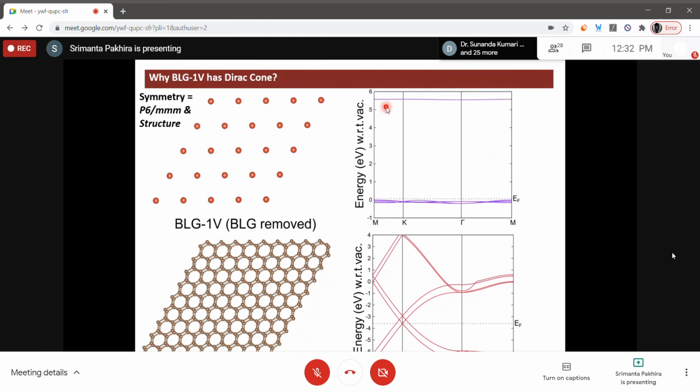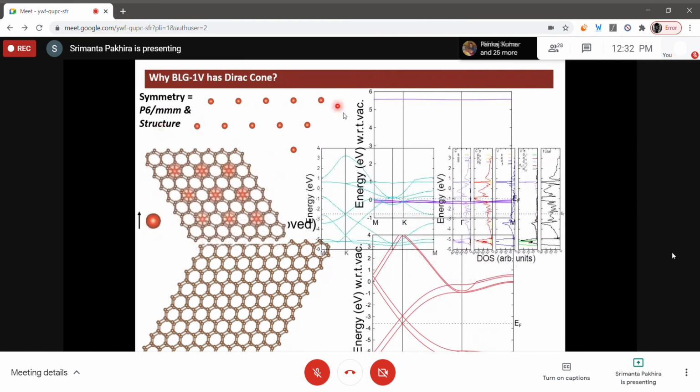It looks like that, with a high band gap. But with the BLG1V structure, with the metal removed, the same geometry is there, and we plotted the band structure. You will see that here is the Dirac cone. So what happened when we combine this? The important point is the symmetry and structure, the geometry with the spin. The spin, symmetry, electronic structure and geometry will control the Dirac cone at this point. That's why we observe the Dirac cone.